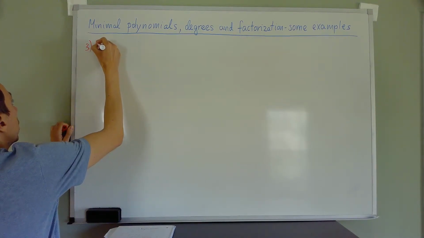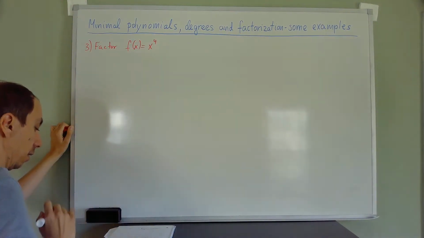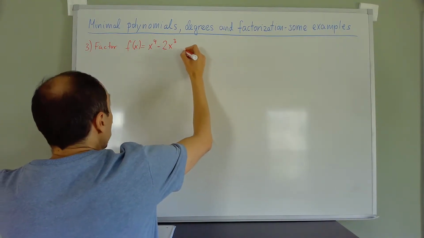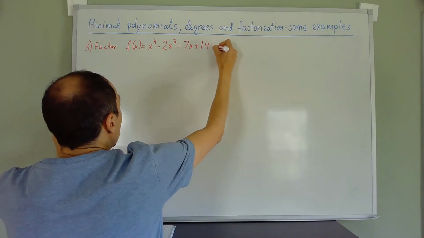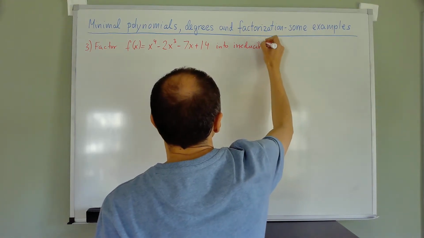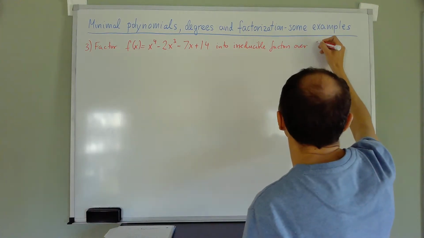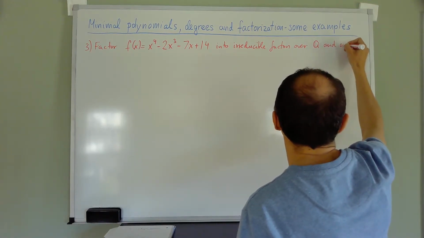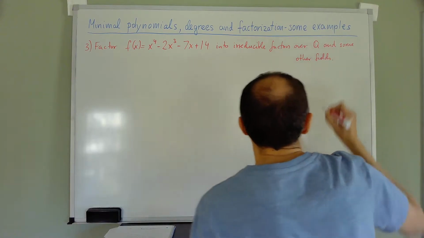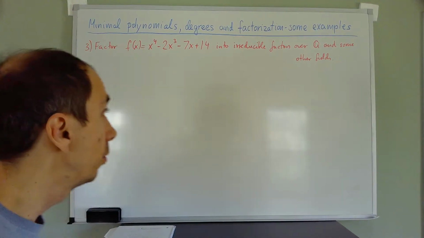Problem 3: factor the polynomial x to the 4th minus 2x cubed minus 7x plus 14 into irreducible factors over Q and some other fields. Okay, I'm going to tell you what fields I have in mind, what fields I want you to factor it over, as we move on.